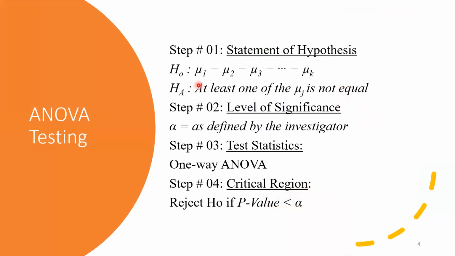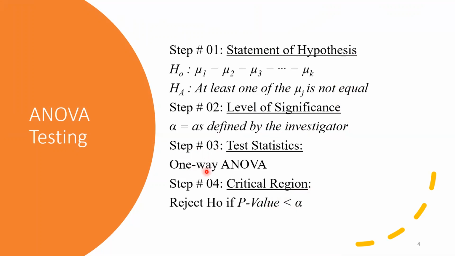In ANOVA, we have certain steps of hypothesis testing. Our null hypothesis is that all the means of the outcome variable within each group are equal. The alternative hypothesis this time is not simply that mu1 is not equal to mu2 is not equal to mu3. This time we have the alternative hypothesis that at least one of the means is not equal in some category. Step number two is the level of significance, which is alpha, as defined by the investigator. If it is not given, we take 0.05.